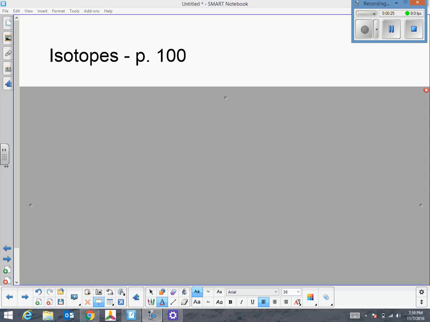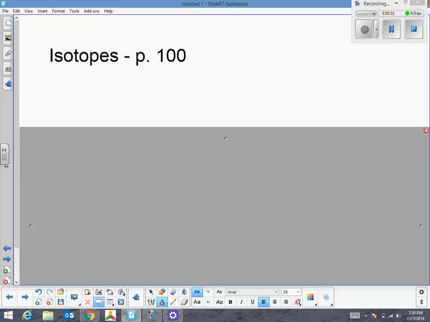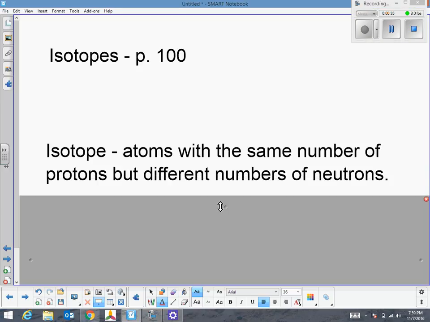So an isotope is basically, if we write down the definition, atoms with the same number of protons but different numbers of neutrons. So this kind of goes against what Dalton proposed. He proposed that atoms were made up of these indivisible particles, and that these indivisible particles were all identical for the same element.